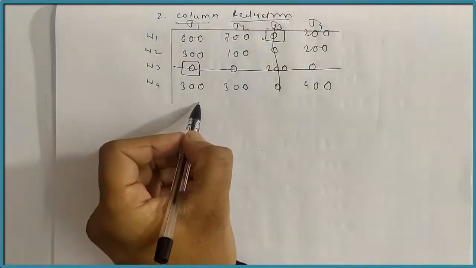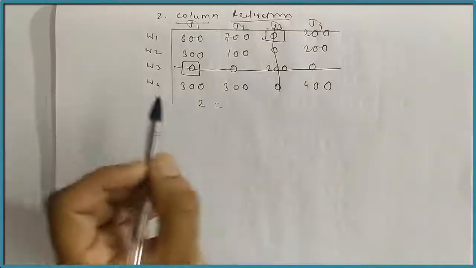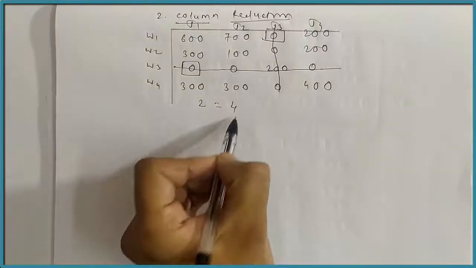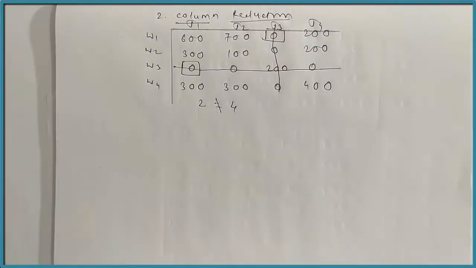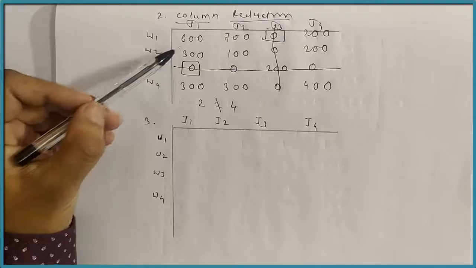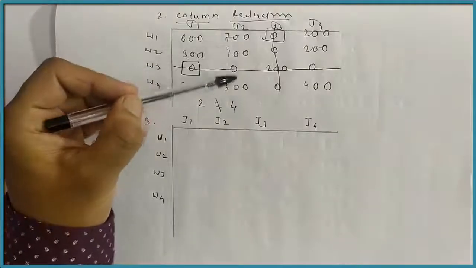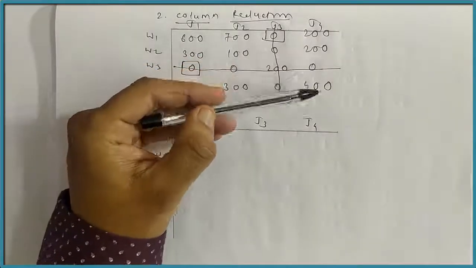There are 2 lines and the order of the matrix is 4 by 4, that is 4. The number of lines is not equal to the order of the matrix. Therefore we can say that here we cannot get the optimal solution. Now for the next step, first of all, there are some uncovered elements like 600, 300, 300, 700, 100 and 300, 200, 200 and 400.